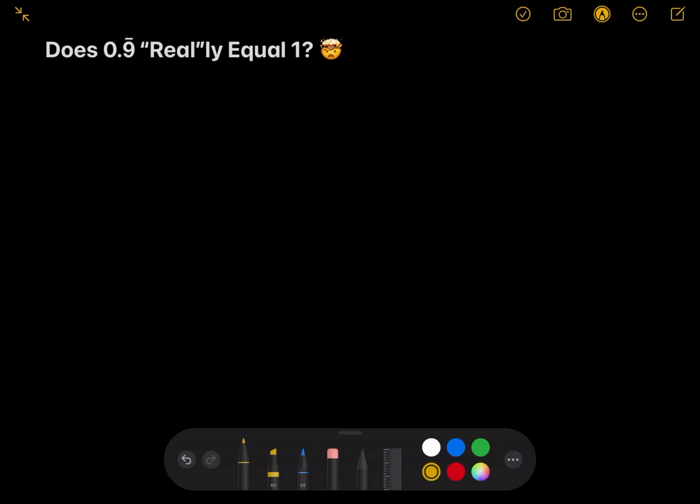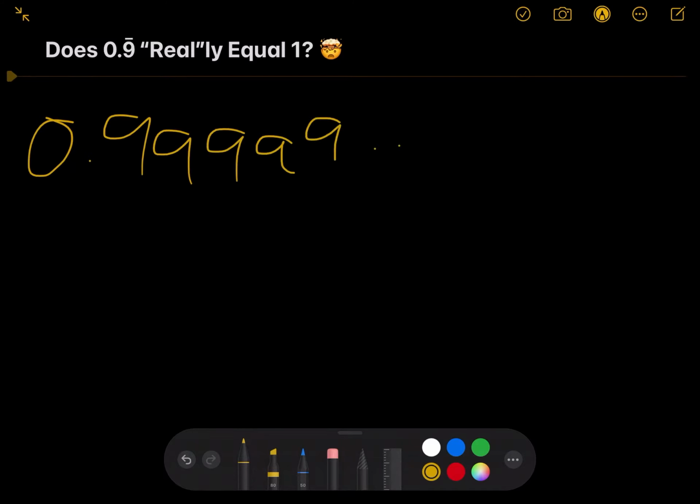In this video, we are going to look at why the number 0.9 with a bar, so that's nothing but 0.99999, etc., where I have infinitely many nines, is actually equal to 1 exactly.